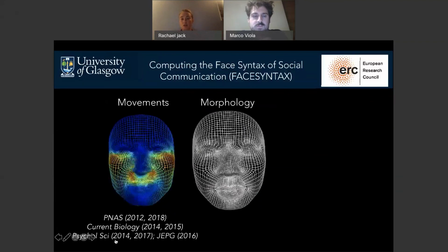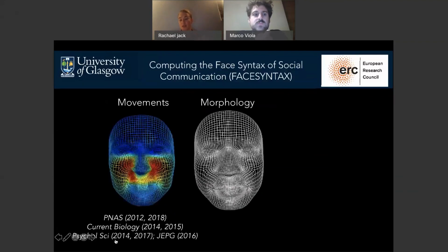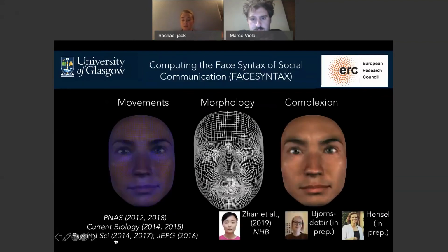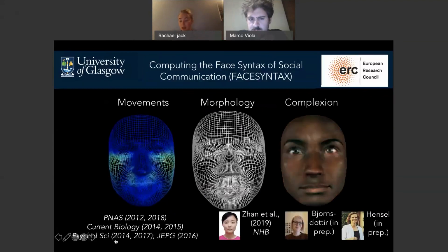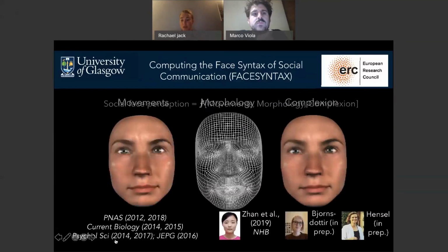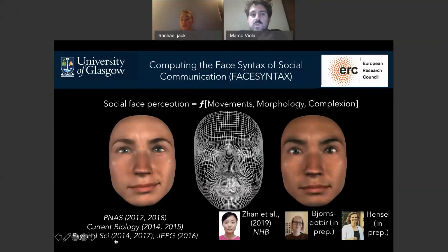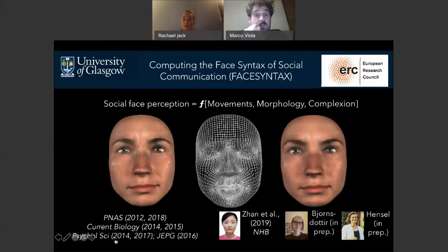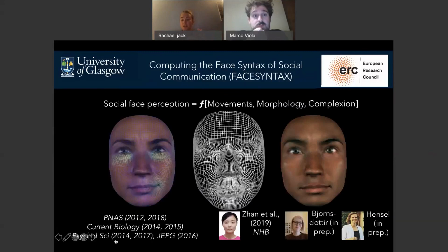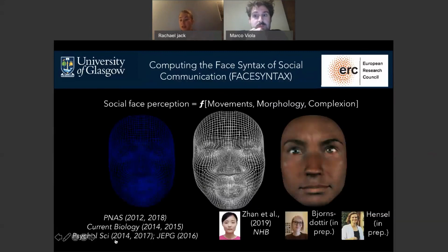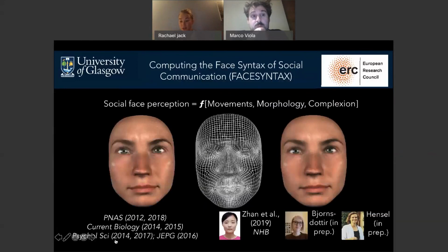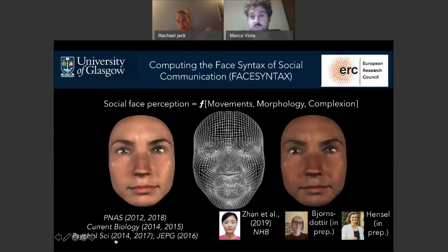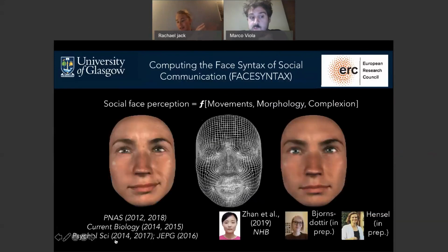We're also applying it to complexion. So this is essentially the skin tone, but also the texture of the skin. And we do this to build an algebraic model, if you like, of face movements, morphology, and complexion, so that we can have a comprehensive model of social face signaling that understands the interactions of this different information space. Each one, of course, is a very large information space, and so we apply the technique to each one individually before combining the resulting models together and testing how they interact.